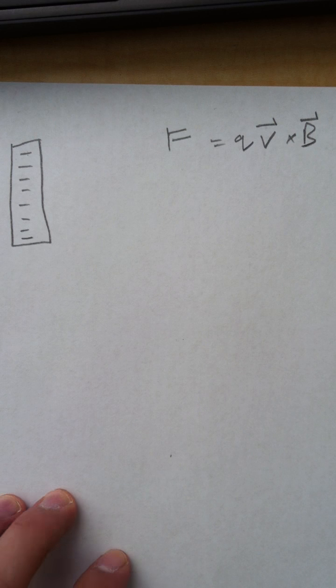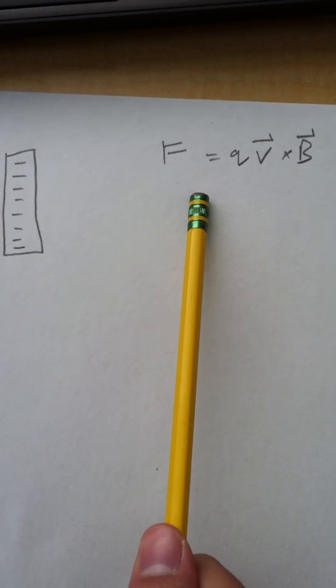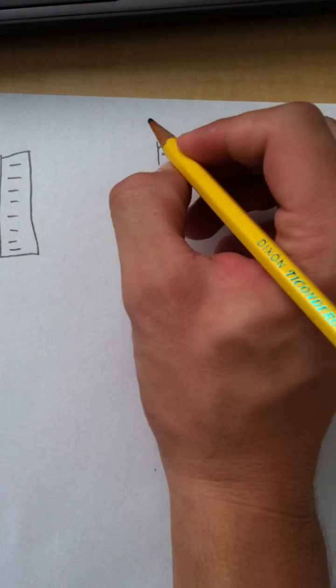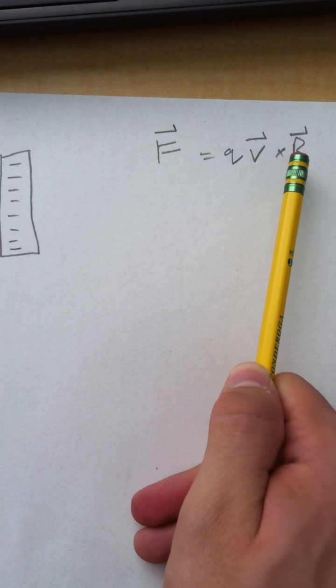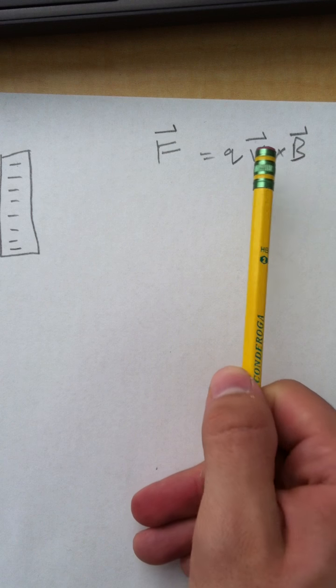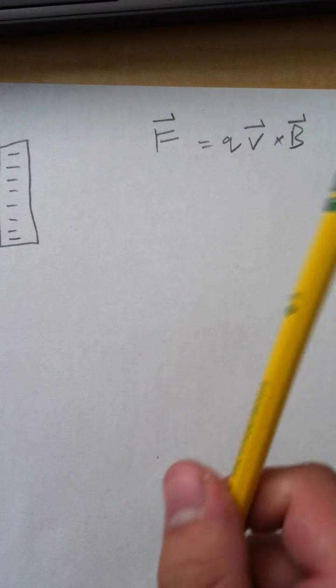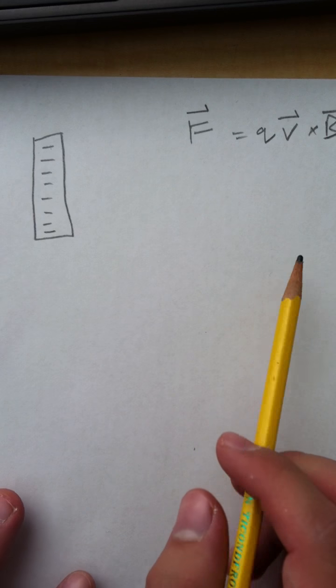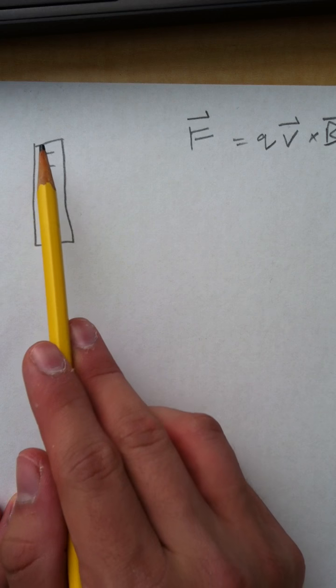So in this video, I'm here to explain to you why moving a metal bar through a magnetic field produces a voltage. Now we've learned a force law right here which states that if you move a charged object through a magnetic field, you're going to get a force. So pretty much what we have here is a bar, and we'll call this our charged object.